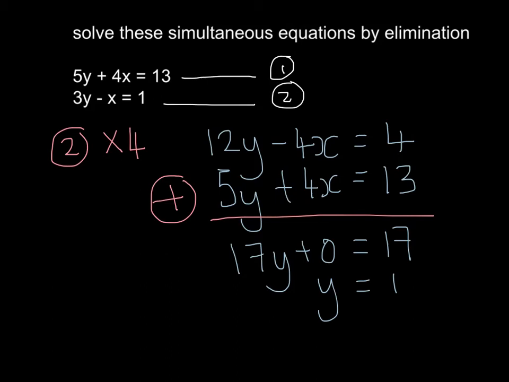I can then go back now that I've worked out what y is, and use one of the original equations to work out what x is. So I'm going to use equation 2. So I'm going to substitute y equals 1 into equation 2.